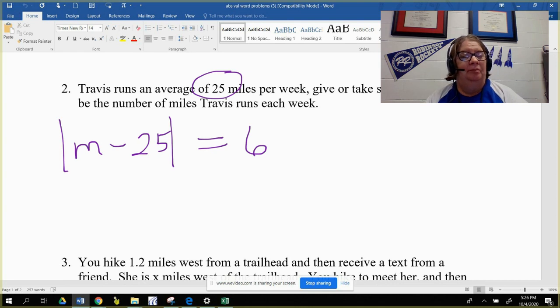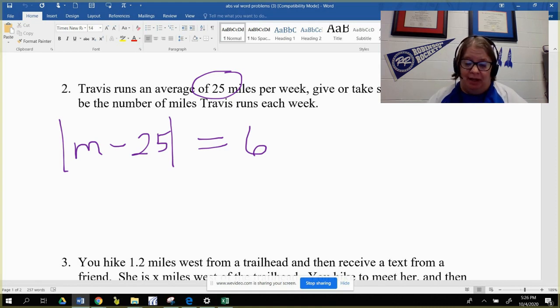Where'd the 6 come from? That's the give or take. That means he might run as many as 6 more than the 25, or he might run as few as 6 underneath that 25. So the M is the number of miles he runs, 25 is his average, and the number of miles he actually runs might be as many as 6 over or as few as 6 under.